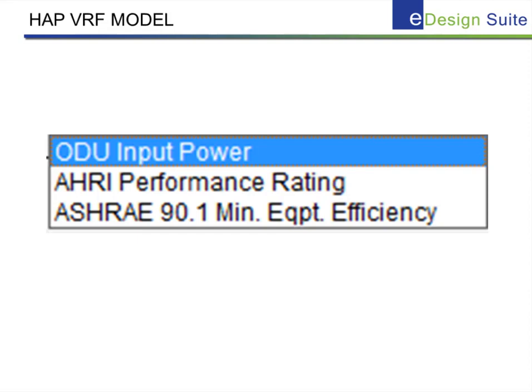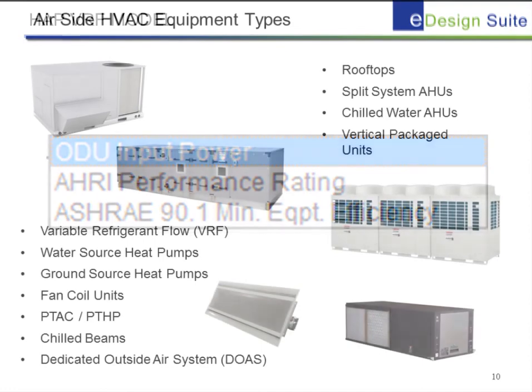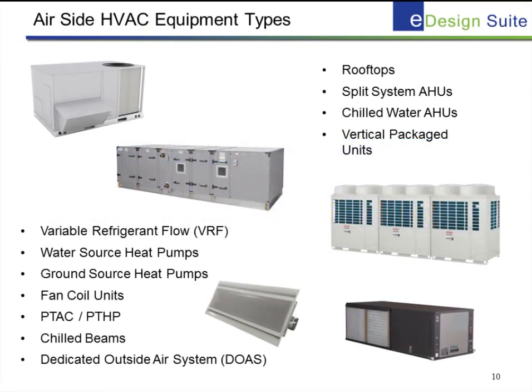And number three, input of the maximum ASHRAE 90.1 efficiency, and HAP will once again use this value to arrive at the input kW of the units. VRF systems are just one of the many air system types in HAP that can be modeled. We plan on future training sessions on how to model additional systems as shown here.